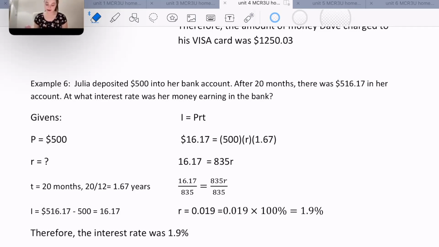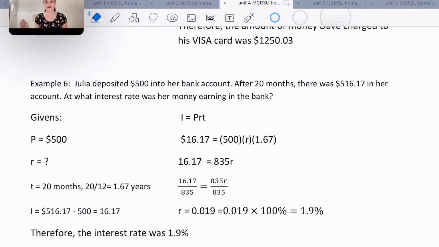So in this case, we want to know what is the interest rate. That's what we're interested in here. We know that P is $500. That's how much she initially deposits into the bank account. So that's her principal. She leaves it in there for 20 months, which is 1.67 years. And we know that the interest must be the total amount she has now minus the principal, right? We're trying to figure out how much extra money did she get from the bank.